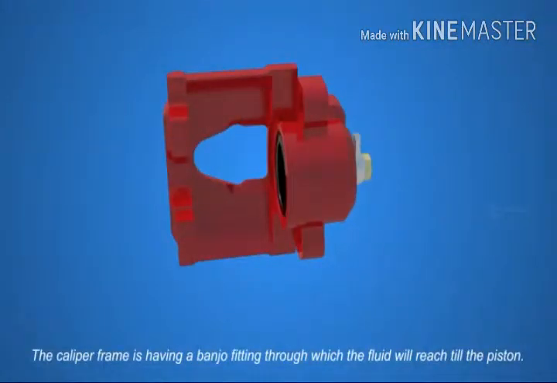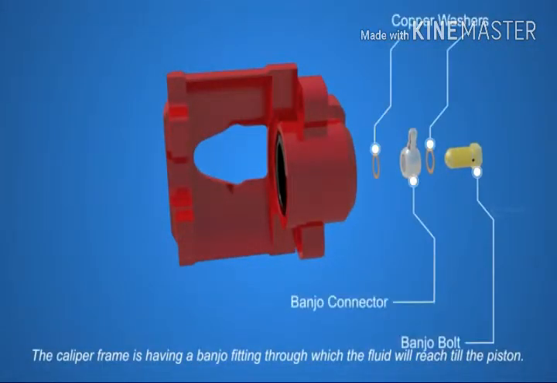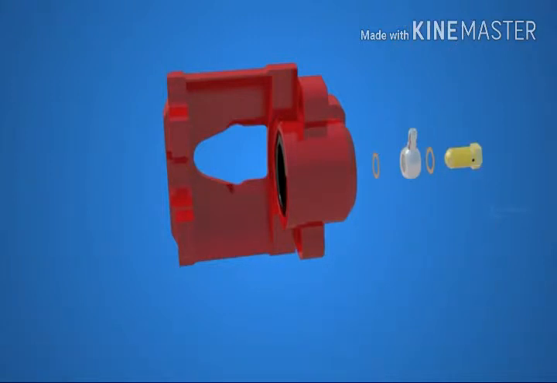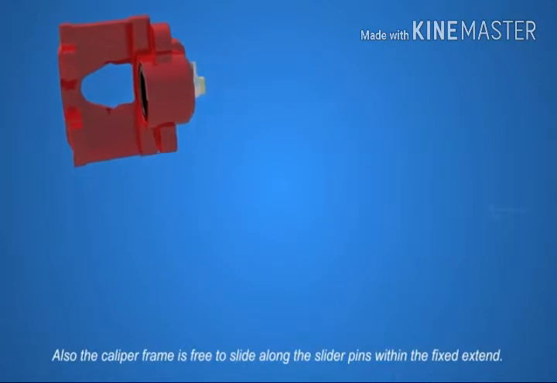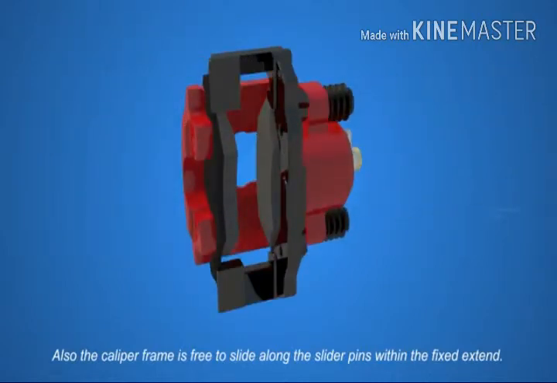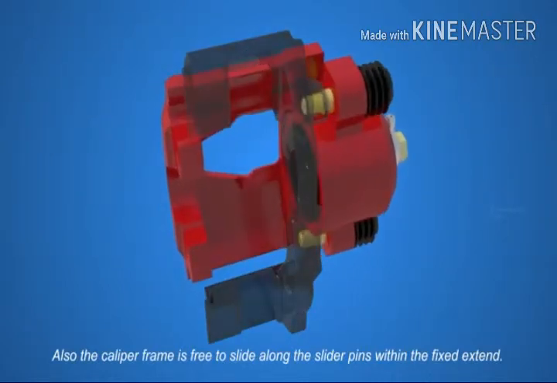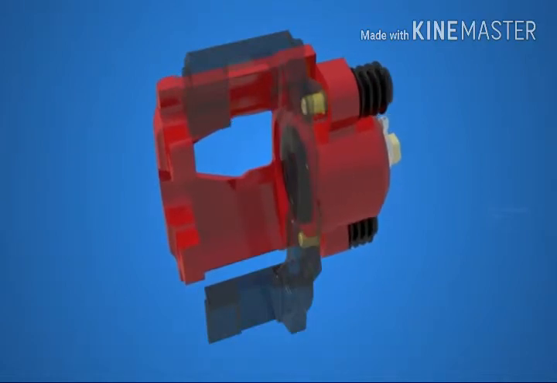The caliper frame has a banjo fitting, through which the fluid will reach the piston. The pressurized fluid from the pedal side is capable of pushing the piston with great force. Also, the caliper frame is free to slide along the slider pins within a fixed extent.